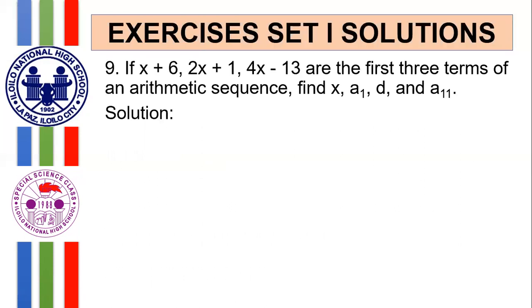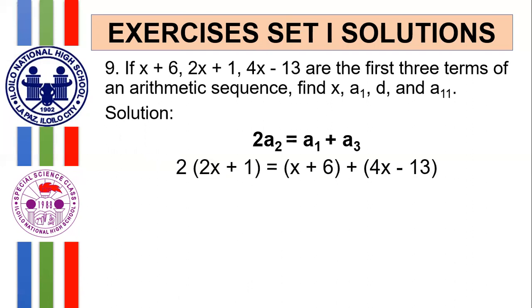So using this idea now, we know that the first term, a sub 1, is x plus 6, your a sub 2 is 2x plus 1, and your a sub 3 is 4x minus 13. With that, twice of 2x plus 1 is equal to the first term x plus 6, added by the third term 4x minus 13.